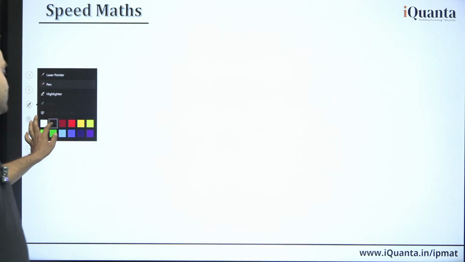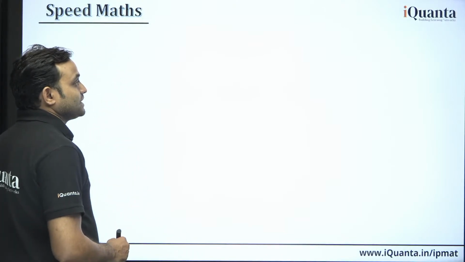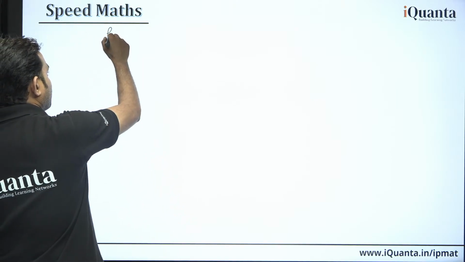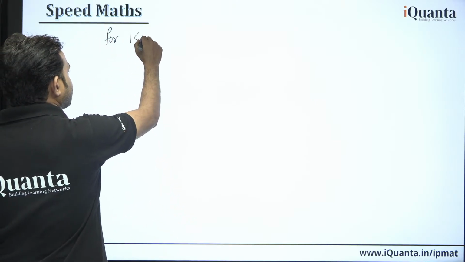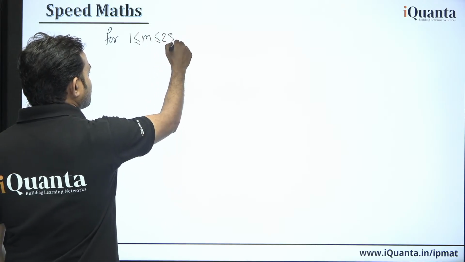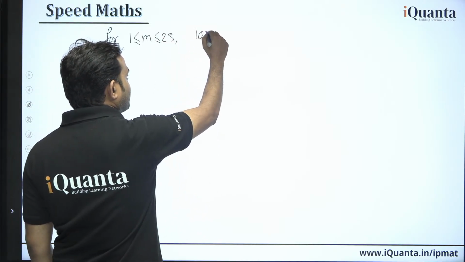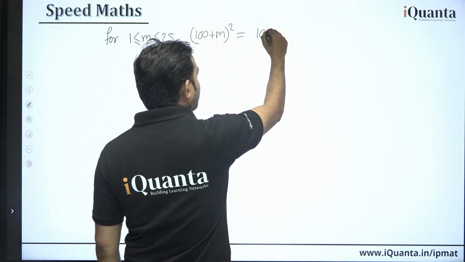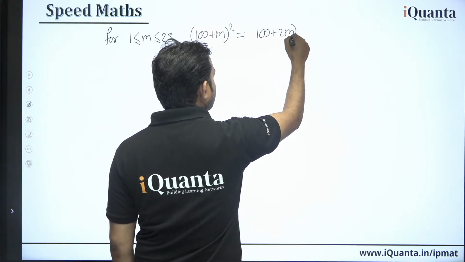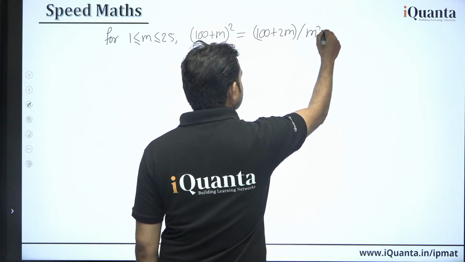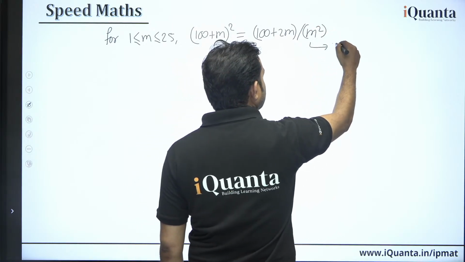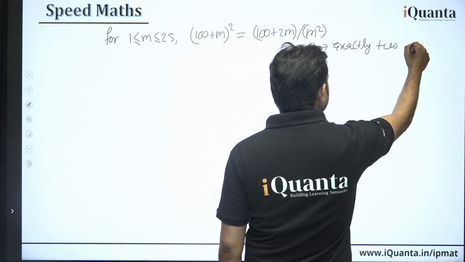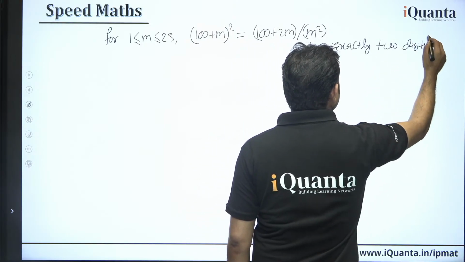Okay. Now, let's say we take numbers which are close to 100. So we can say, for M greater than or equal to 1 and less than or equal to 25, 100 plus M whole square will be equal to 100 plus 2M, then M square. Again, this will have exactly 2 digits, and you need to follow the same method.